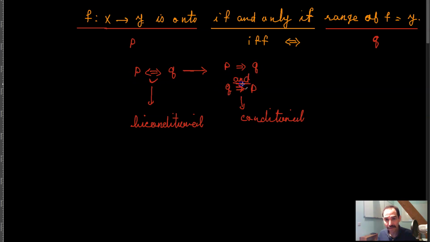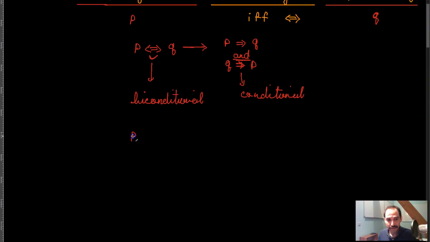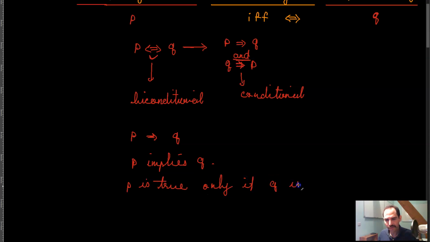also Q implies P, meaning that Q implies P. And the meaning of the statement P implies Q, if I write it this way, P implies Q, meaning that P is true only if Q is true.